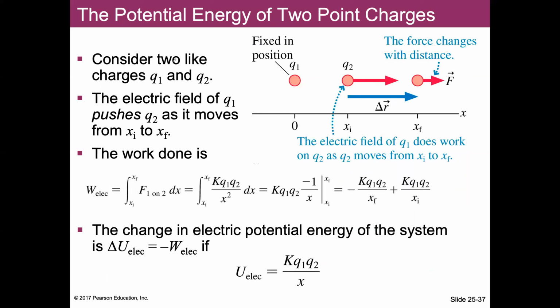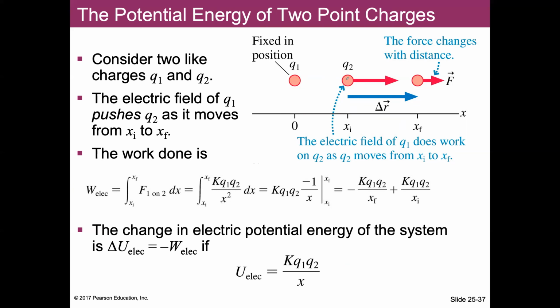Okay, now let's consider two like charges, Q1 and Q2. Let's say they're both positive charges. This is Q1, this is Q2. The electric field of Q1 pushes Q2 when it moves from X initial to X final. So this is the initial position, this is the final position. They have repulsive forces between each other, so Q1 will push Q2 further away.